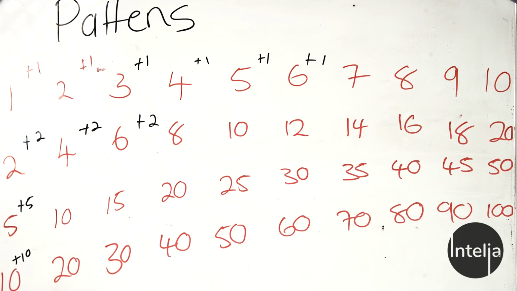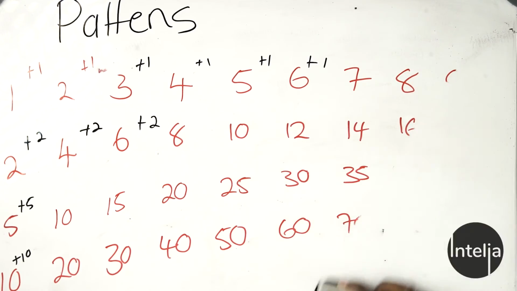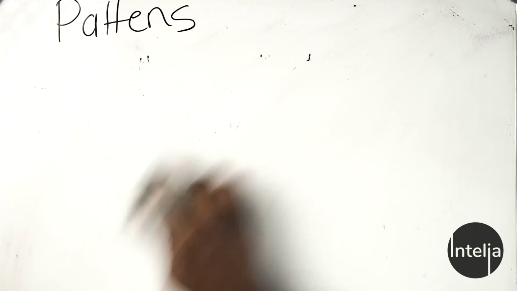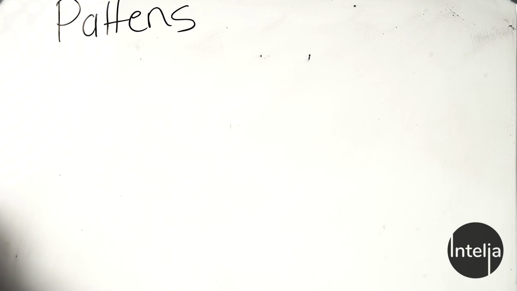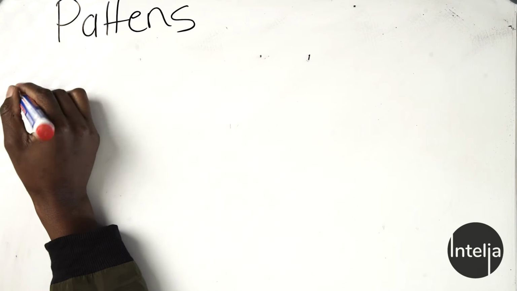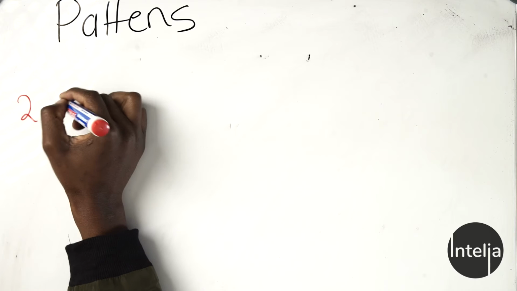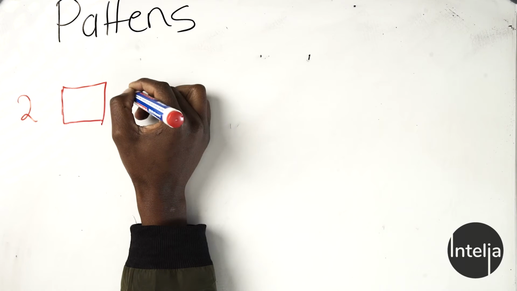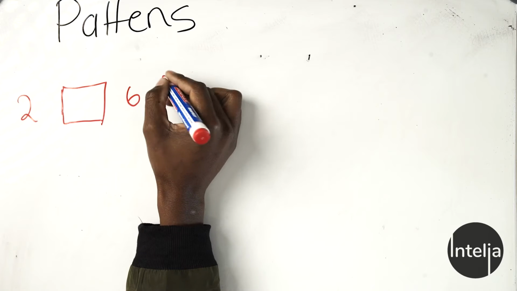So let me quickly give you examples of how you fill in the numbers in your pattern. Like here, we have 2, a missing number here, 6.